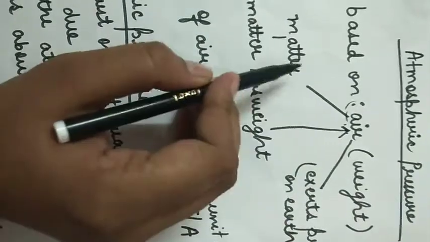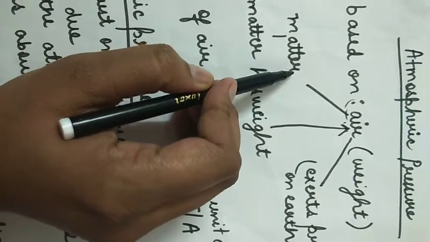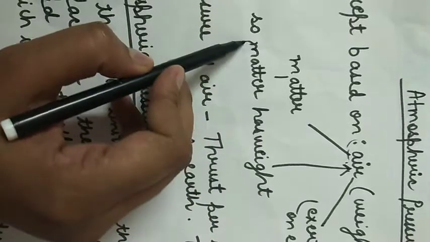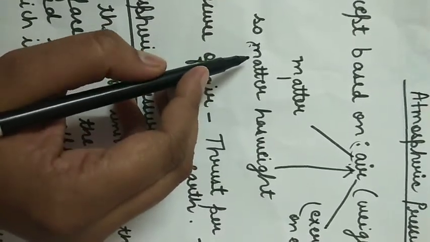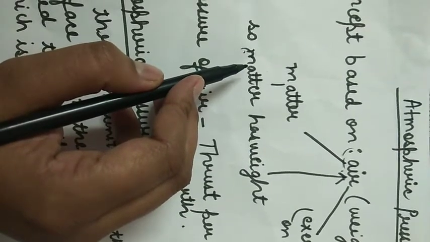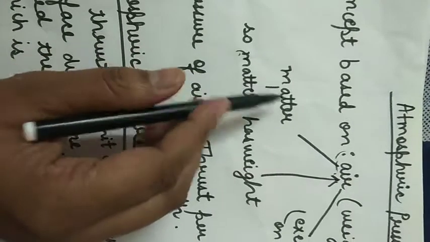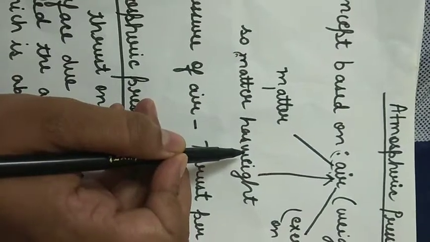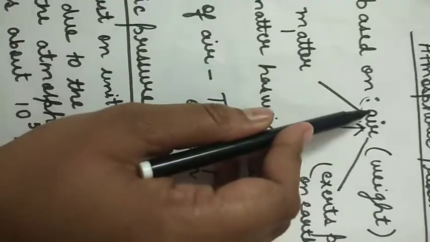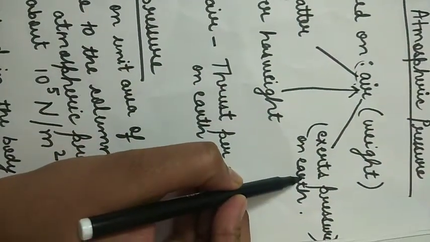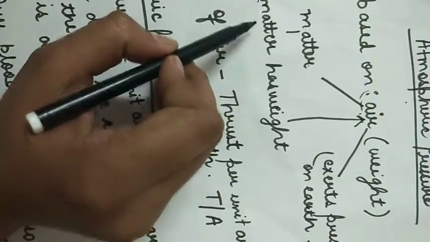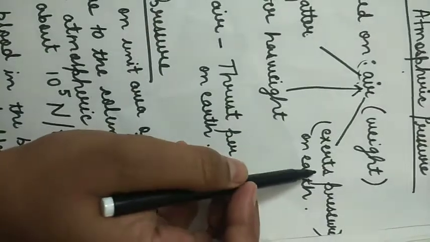Now we know that air is a matter. Although we cannot see air, air is matter. Why is air called matter? Because it has weight, and as we have already gone through in the chapter on matter, matter is anything which has weight, volume, and can be perceived by our senses, that we can feel it. So because it is matter, it has some weight, and air exerts some pressure on the earth, which is called atmospheric pressure. So air is a matter, and matter has weight, so air exerts pressure on the earth with its weight.